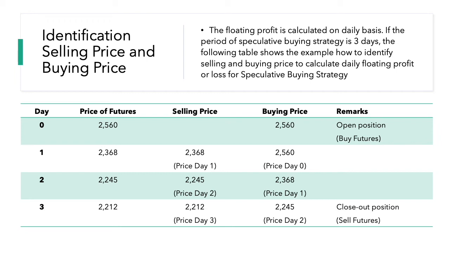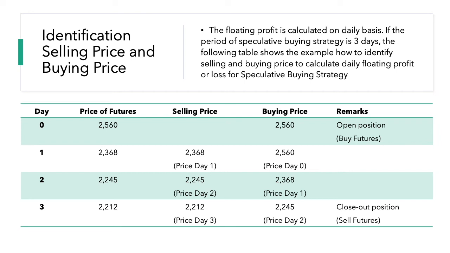Day 3, the broker assumes you open a position, buy futures in day 2 and close out your transaction in day 3, which is you close out at price day 3. So your buying price is day 2 at 2245 and your selling price is day 3, which is at 2212.